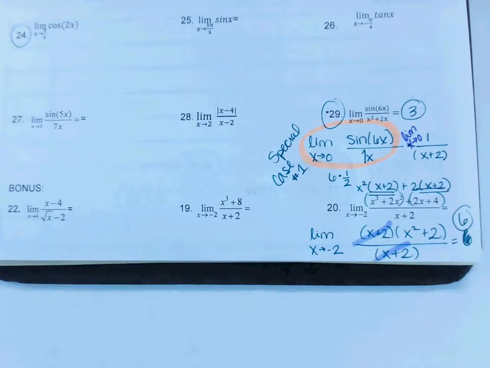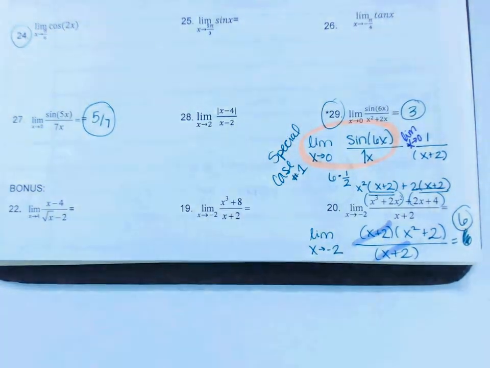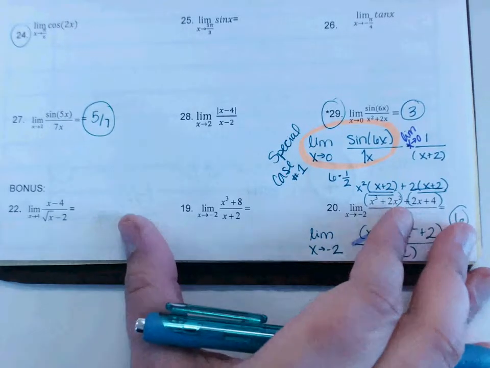Okay? Alright, so look at number 27 right next to it. What's this one? Special rule. 5/7, done. Okay?